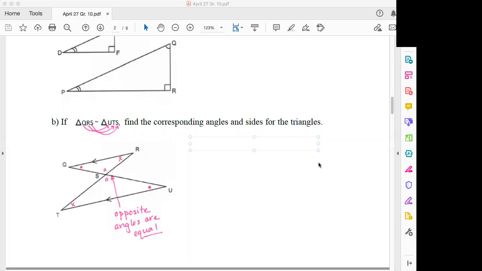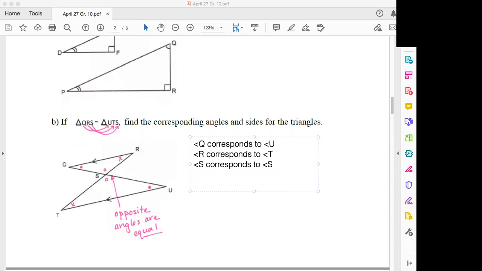Okay, so I'm going to write it out. So our angle Q corresponds to, and like I said, our opposite angles. So this angle is going to be the same thing as this one. So we're going to write angle U. Okay, and then our angle R corresponds to, so this guy is going to be the same thing as this guy. So our angle T. And then finally, our angle S corresponds to our other angle S.